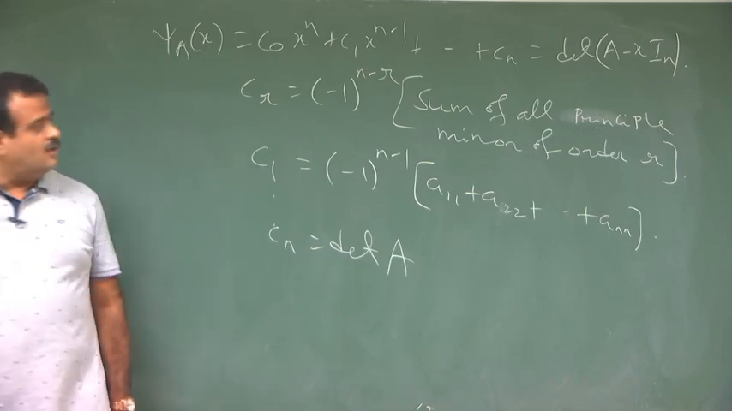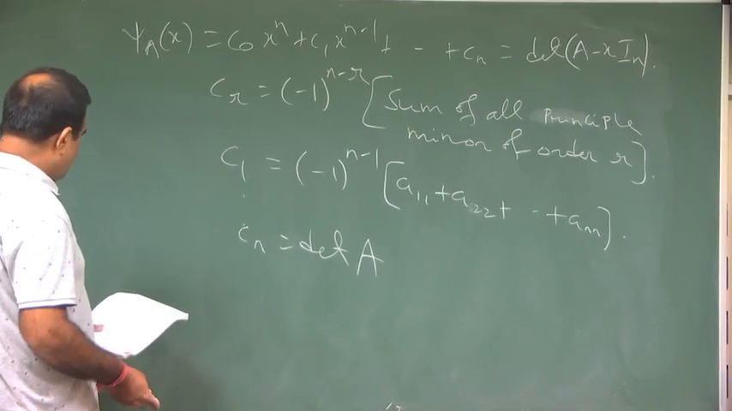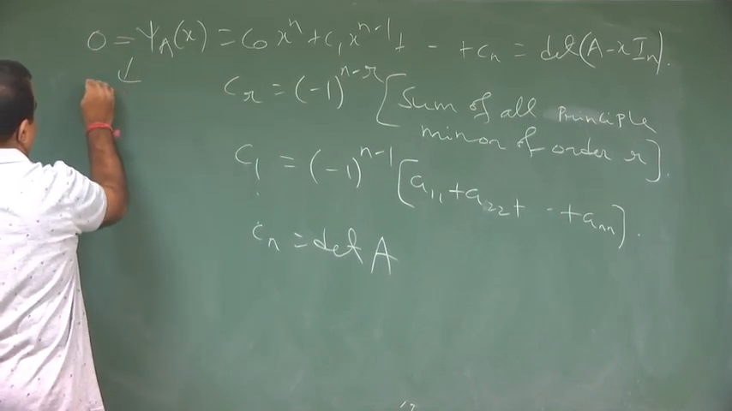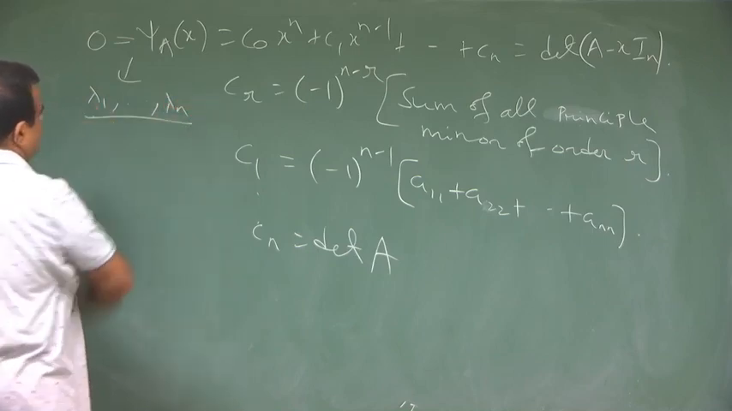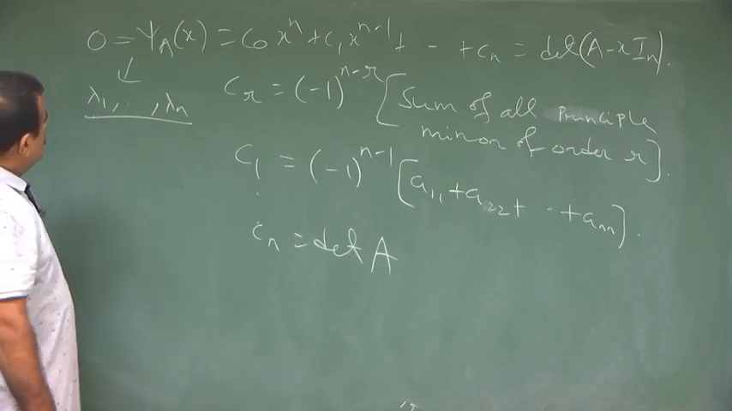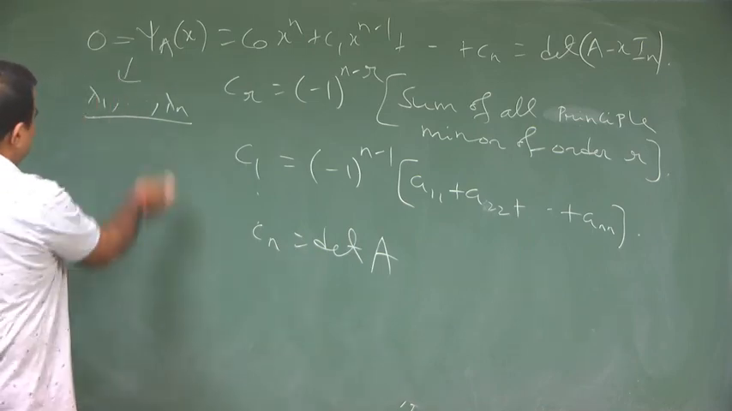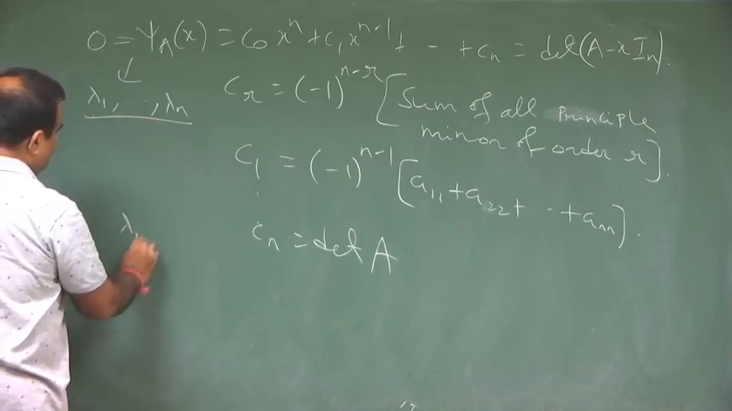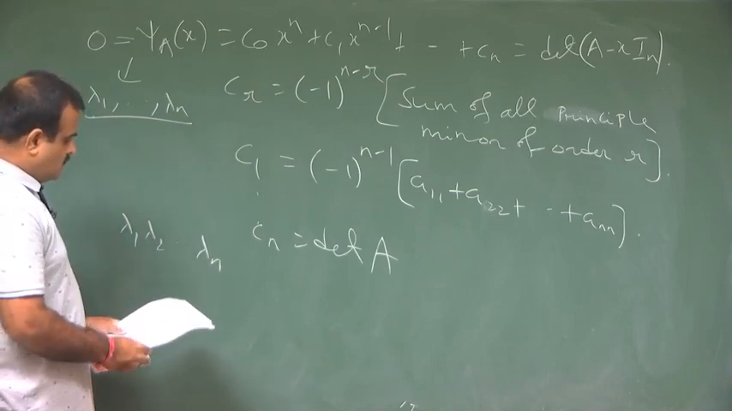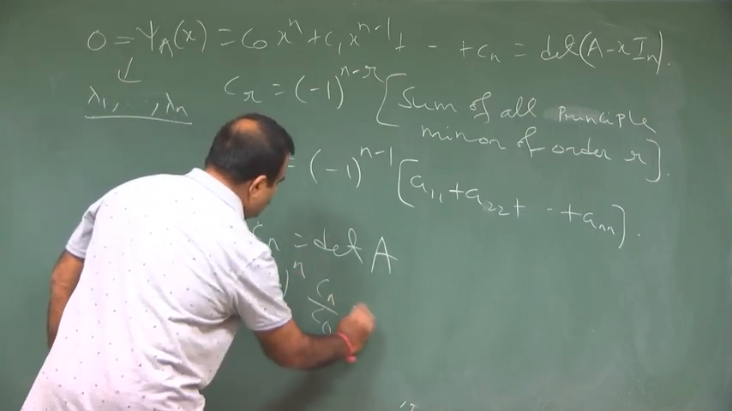Now, we know the product of the eigenvalues. If we equate this polynomial to 0, it gives us the eigenvalues. This is a degree n polynomial, so it has n roots. They could be real or imaginary, but it has n roots. Now the product of the eigenvalues, lambda 1, lambda 2 and so on, is the product of the roots, which is minus 1 to the power n times cn by c0. This is the formula we know.